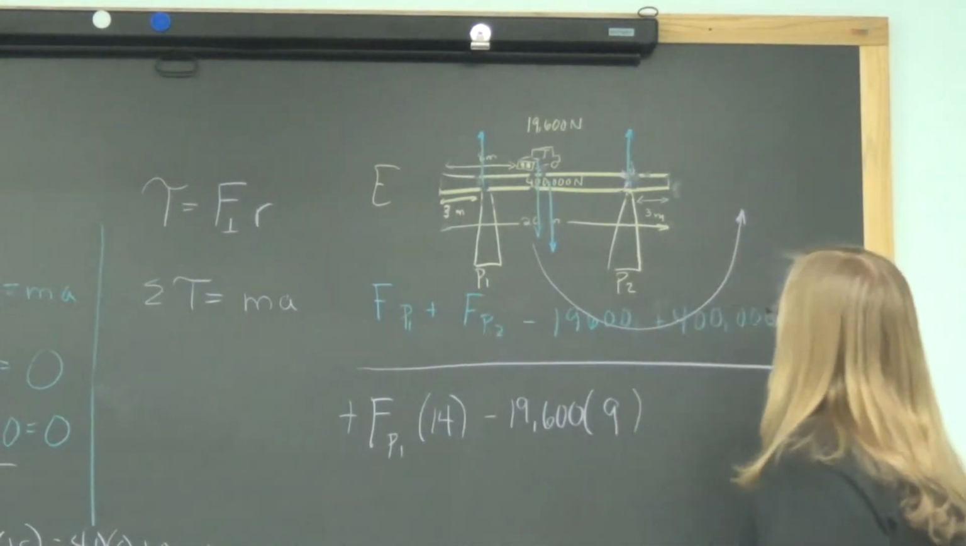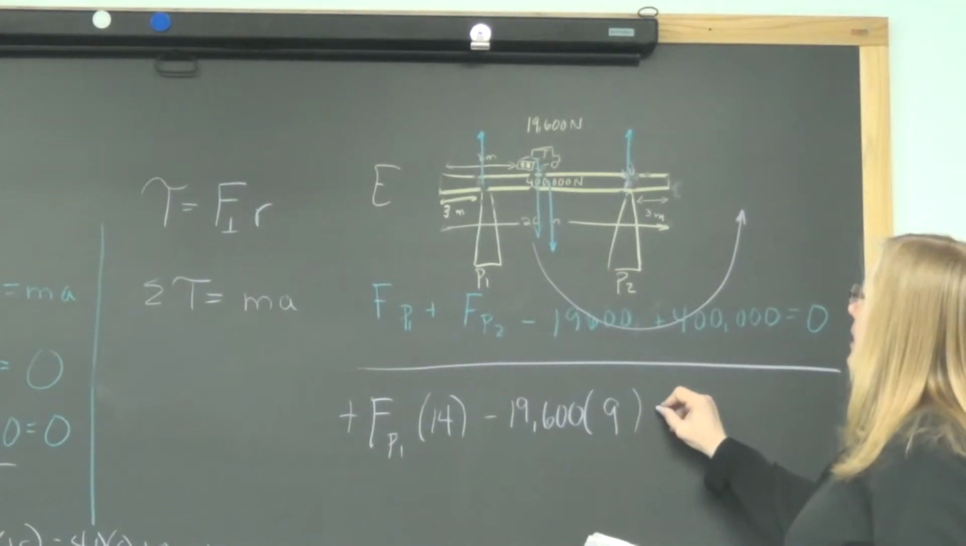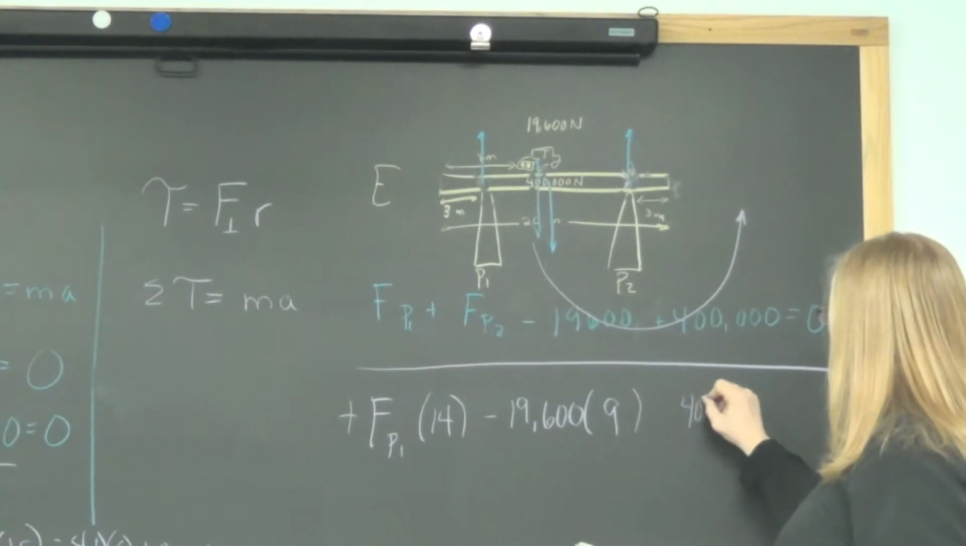Alright, Zach, do the bridge. The bridge is 400,000 newtons times.